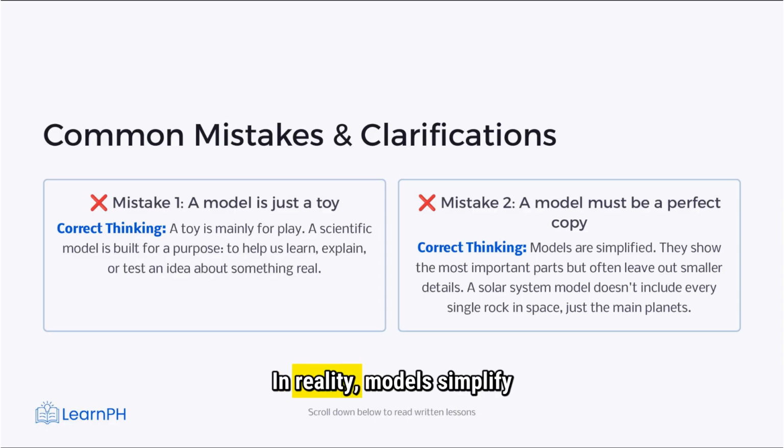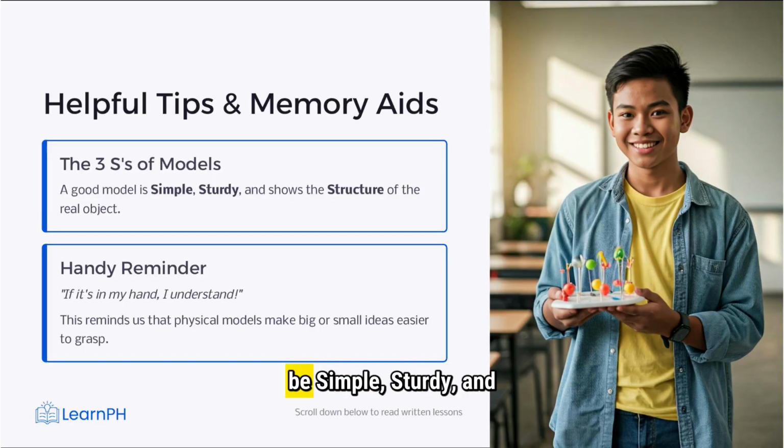In reality, models simplify by highlighting essential features, like a solar system model focusing on main planets, not every space rock. A good model should be simple, sturdy, and show the structure of the real object. Remember, if it's in my hand, I understand. Physical models simplify complex ideas, making them easier to grasp. This approach aids in learning and understanding intricate concepts effectively.